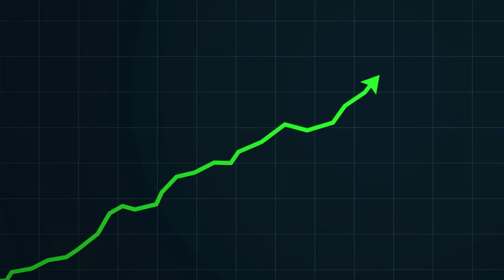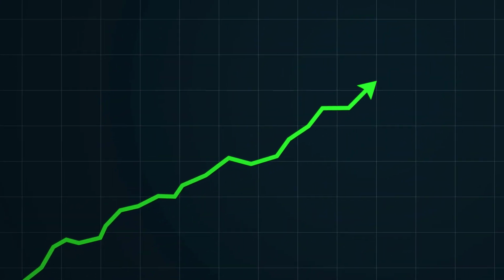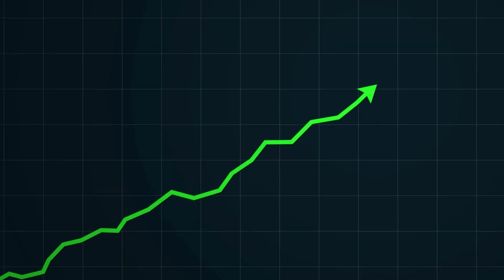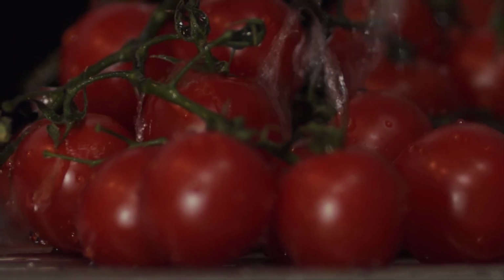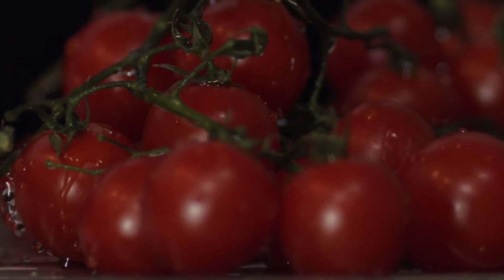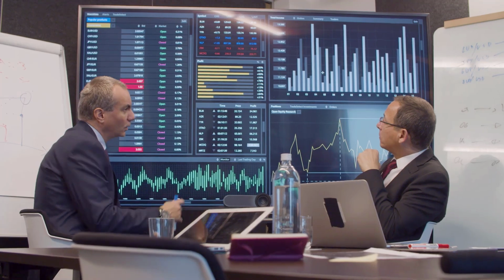Lee's Lemonade might deserve to be trading at a higher price than the industry because it is growing at a faster rate. It's like the diced tomatoes example. The first can costs 40 cents per 100 grams, and the second costs 42.5 cents per 100 grams. But maybe the second uses higher quality tomatoes. Maybe it deserves to be sold at a higher price. It's the same for stocks.